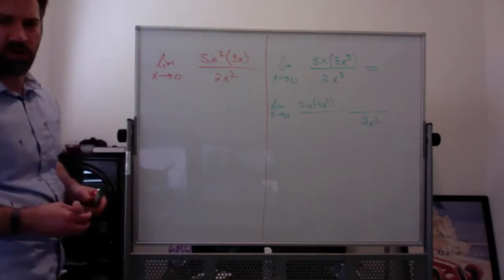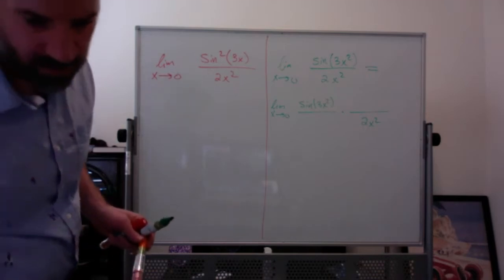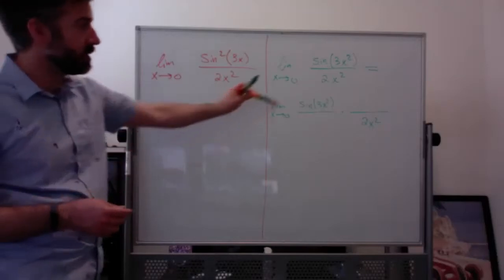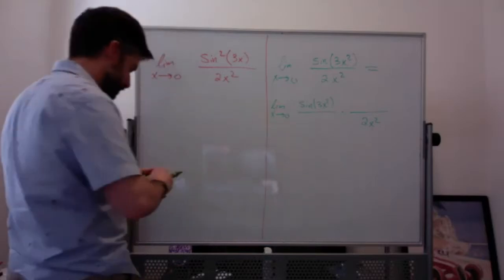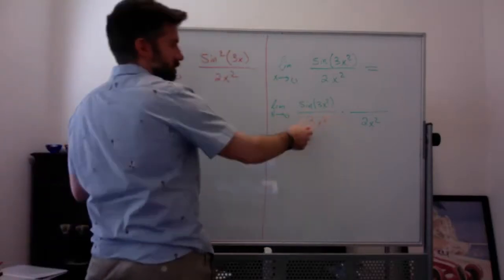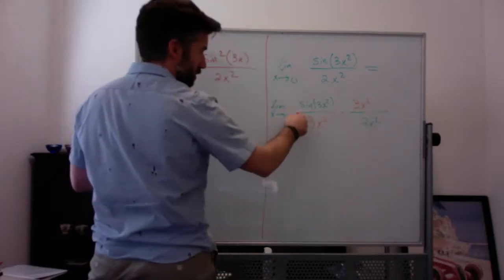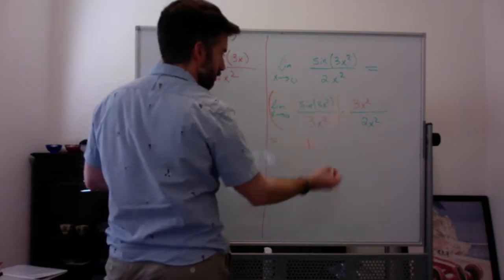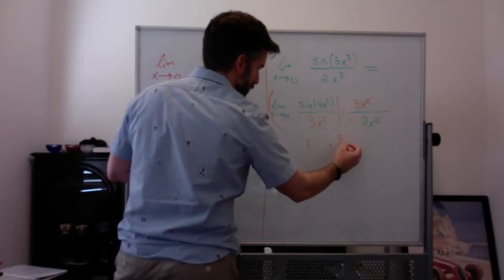What would I fill in the blanks with? What do I want beneath sine of 3x squared? If I divide by it, I also have to multiply by it. And then you can see what's going to happen, right? This part, the limit as x goes to 0 of sine of 3x squared over 3x squared, that part's just going to equal 1. And then these cancel, and you get 3 divided by 2.